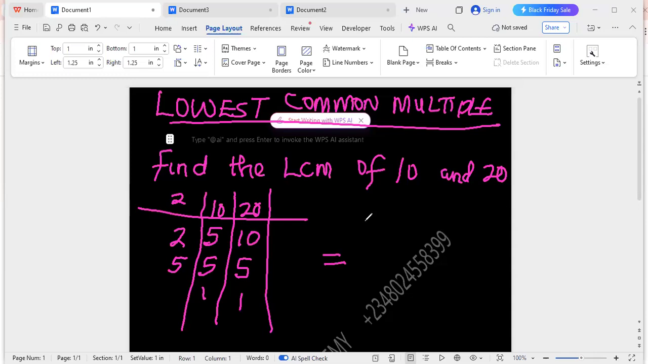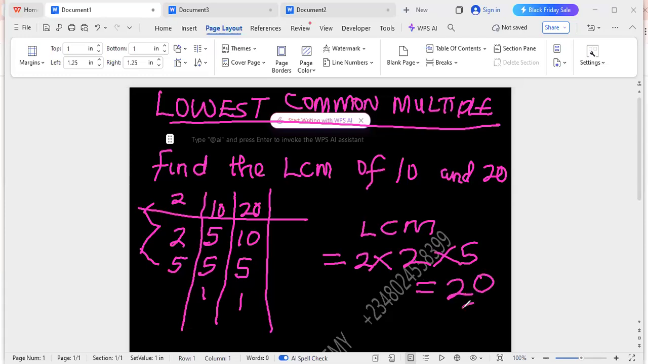So the LCM is given as, we multiply 2 times 2 times 5. What is 2 times 2? That is 4, and 4 times 5 will give us 20. So the answer to this is 20. I want everybody to write. I'm going to have another example. After that example, we look at common entrance past question in the form of LCM. So I'll be bringing out the common entrance past question on LCM.